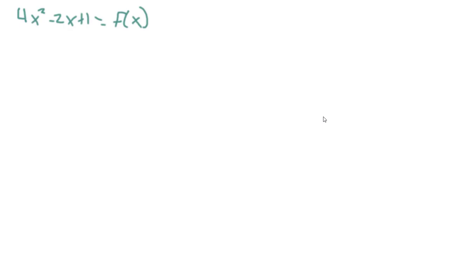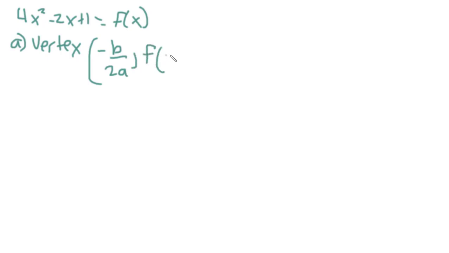Welcome class. In this video we will be discussing quadratic functions and how to find various features of those quadratic functions. So you notice I already have a quadratic function up on the screen, 4x squared minus 2x plus 1, and first and foremost the first thing I want to find is the vertex. So to find the vertex, you can either complete the square to put it in vertex form, or you can use the formula. Negative b over 2a gives you the x coordinate, and f of negative b over 2a gives you the y coordinate.